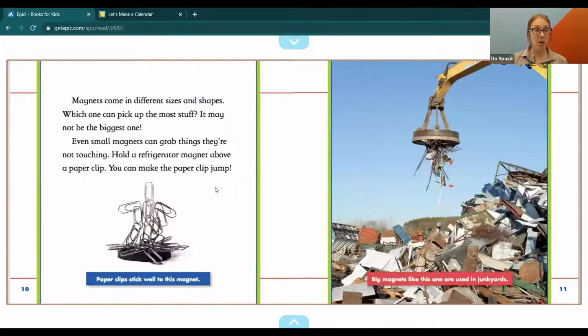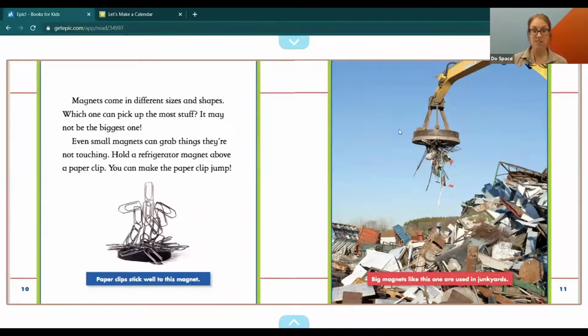So magnets come in different shapes and sizes. Which one can pick up the most stuff? It may not be the biggest one. Even really small magnets can grab things they're not touching. Hold a refrigerator magnet above a paper clip. You can make that paper clip jump. So we have down here this tiny little magnet, and it can attract all of these paper clips to it.